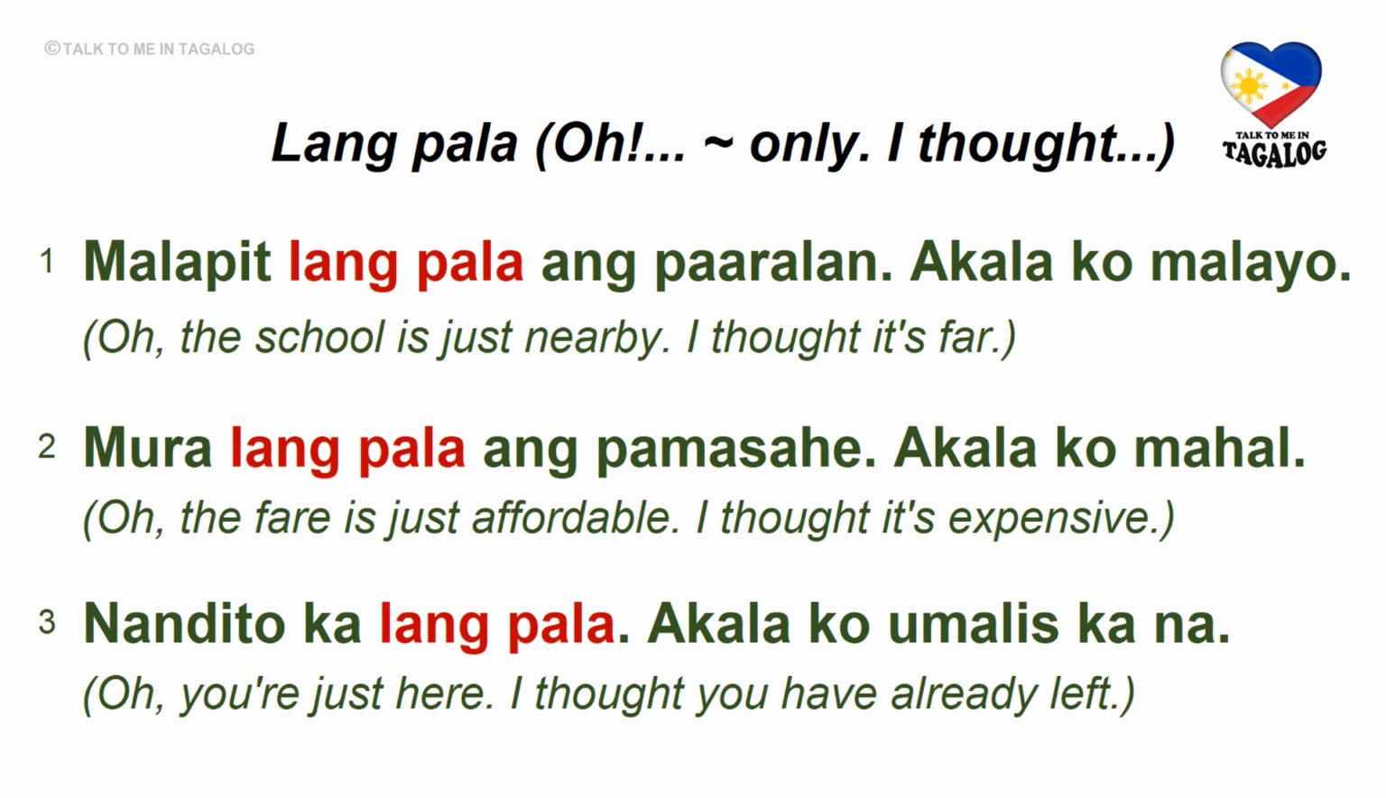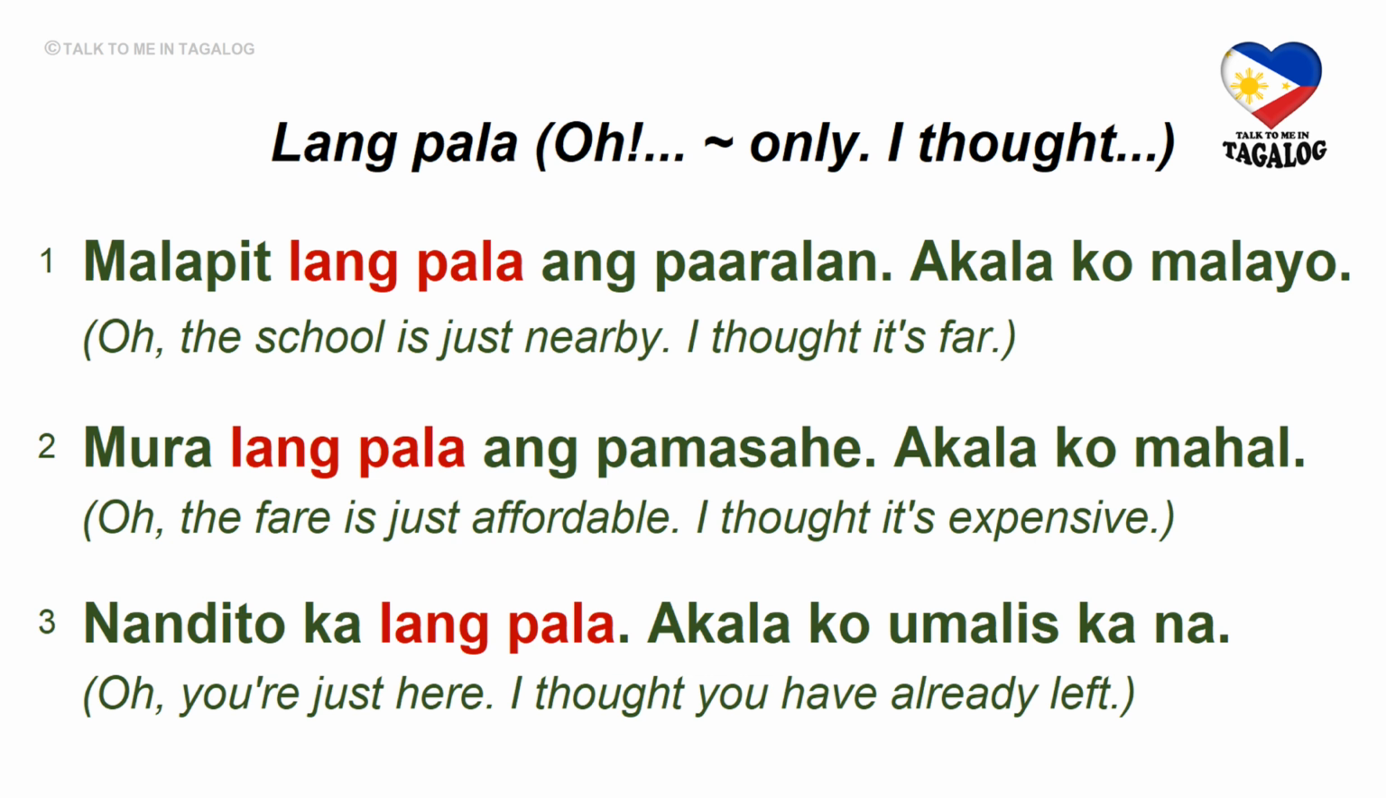For example, malapit lang pala ang paaralan. Akala ko malayo. Malapit lang pala ang paaralan. Akala ko malayo. Malapit means nearby. Ang is the. Paaralan is a school.